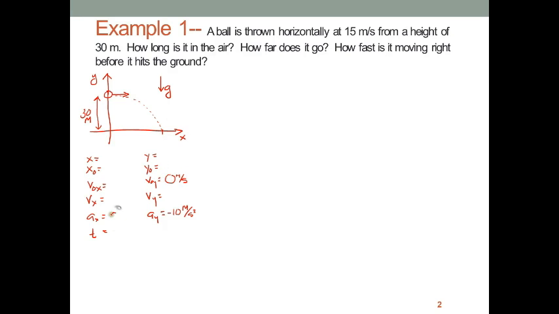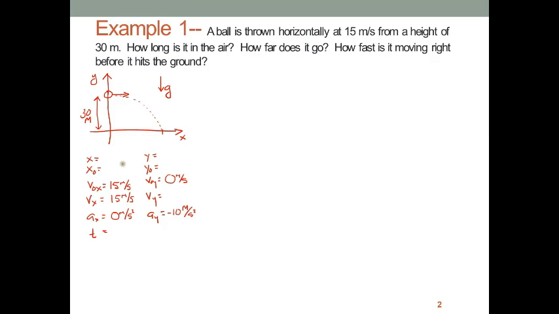I also know that my acceleration in the x direction is 0. It's always going to be the case for these projectile motion problems. I'm told that it's fired at 15 meters per second horizontally, so that goes into V naught x, and it's in the positive x direction, so I put it in with a positive sign. Because the acceleration in the x direction is 0, the velocity is constant, so I can write this one in just for completeness' sake.